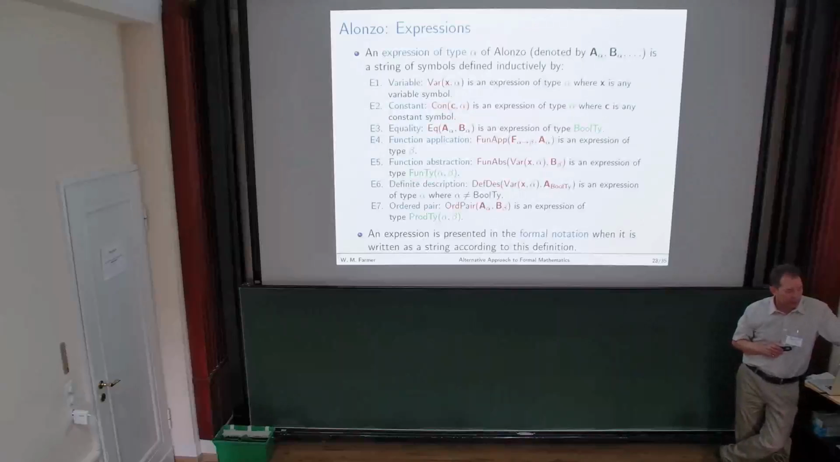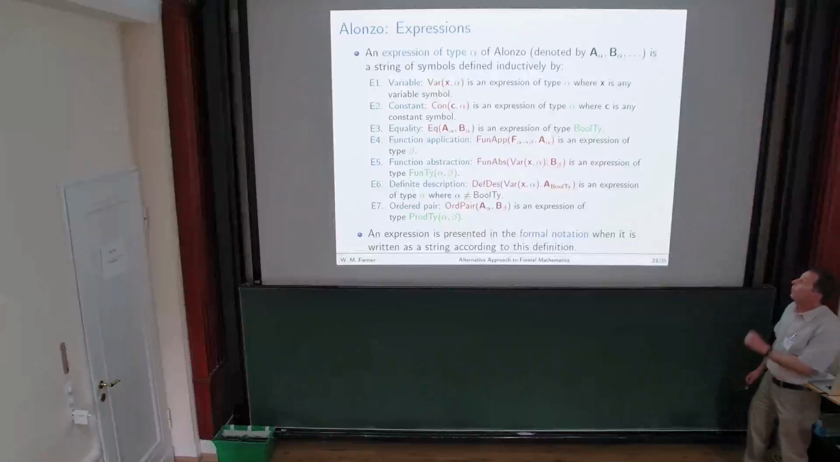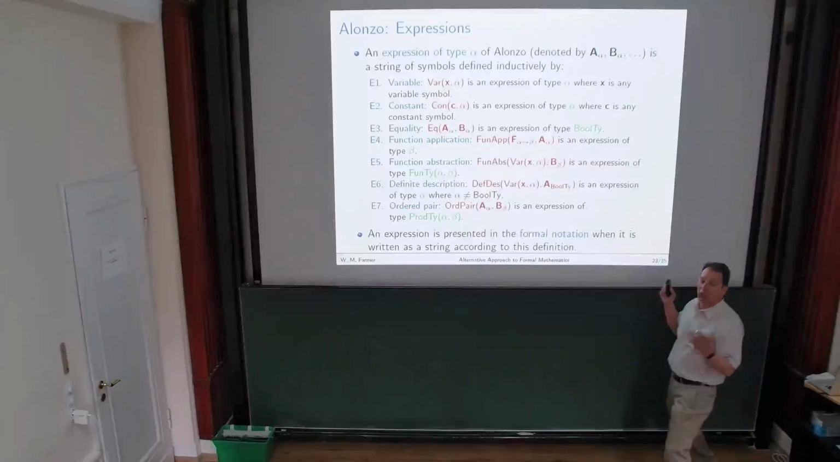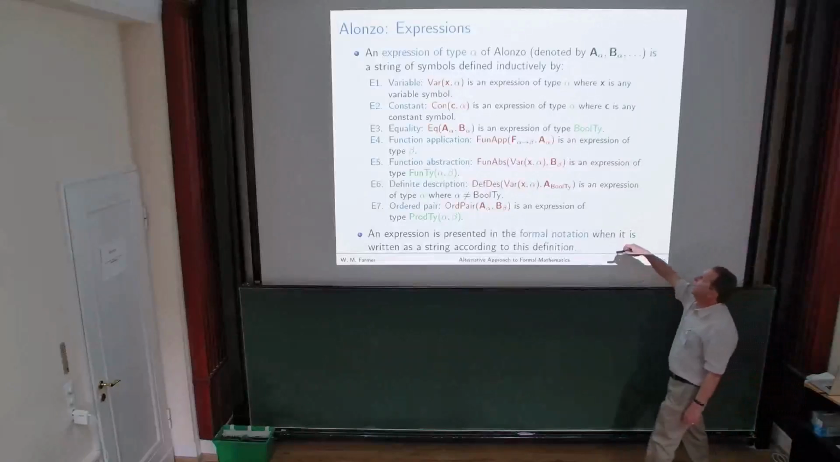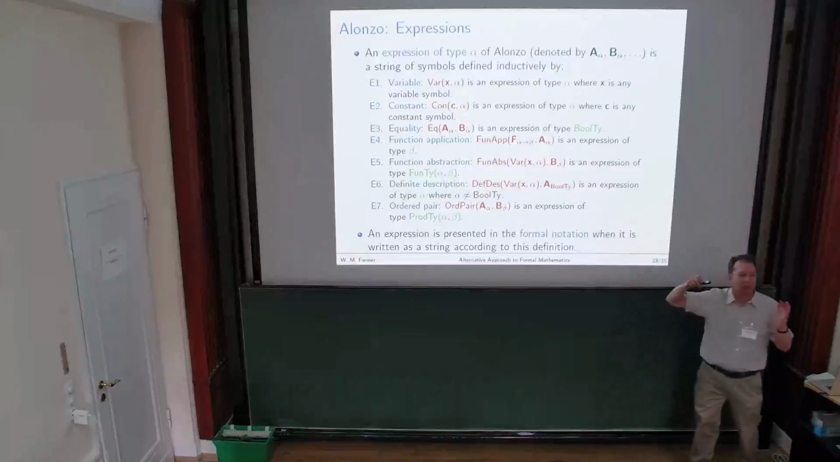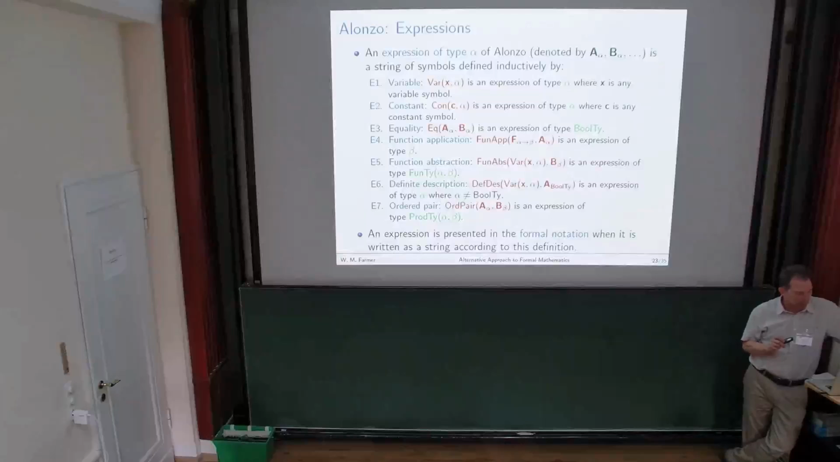And there are expressions, there's just 7 kinds of expressions: variables, where you have a name that has a type, constants which have a name and a type, equalities, function applications, function abstractions, definite description, and ordered pairs. And notice there are no logical constants. So you can think of these things in red, the beginning parts, as expression constructors. Those are the only logical constants. So that's what expressions are.